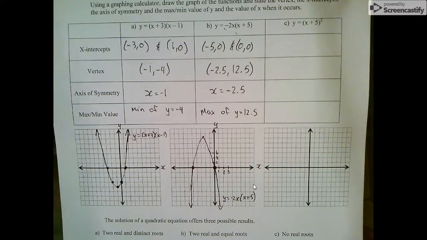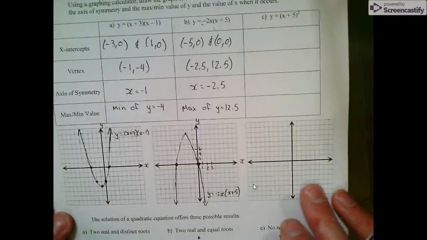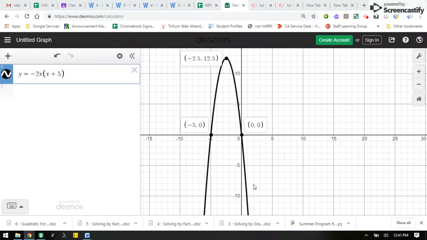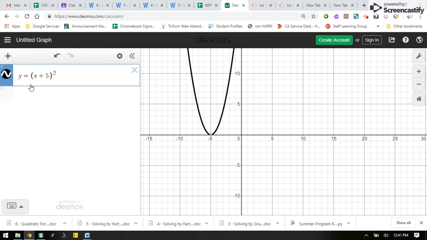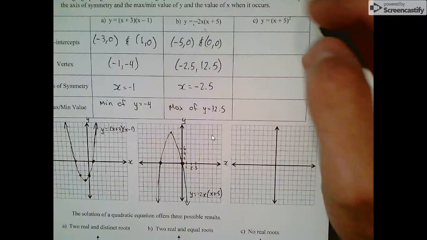Okay. And then the last one we're going to do is x plus 5 all squared. So let's do that here. x plus 5, close the bracket, then use the exponent squared. Notice that the binomial's in the bracket. Outside the bracket, we're squaring it. And there it is. We have the x-intercept is the vertex, and there's only one x-intercept. So the x-intercept is -5, 0.